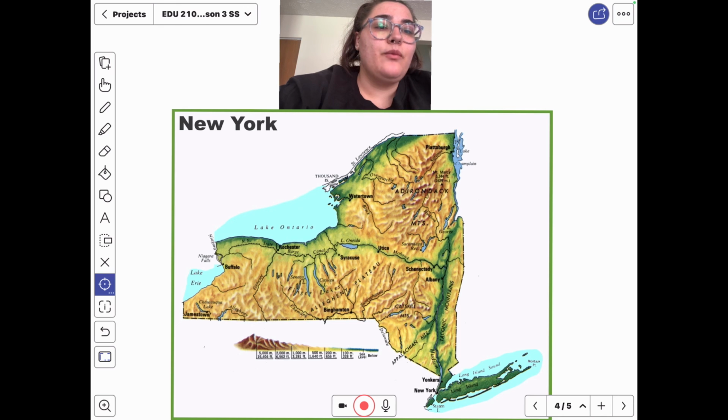On this map, we can see the different rivers that flow through the state, as well as the blue lakes. And it also tells us the major cities like Watertown, Plattsburgh, Syracuse, Rochester.